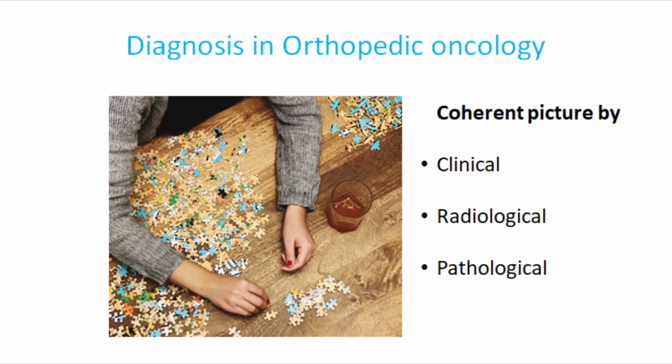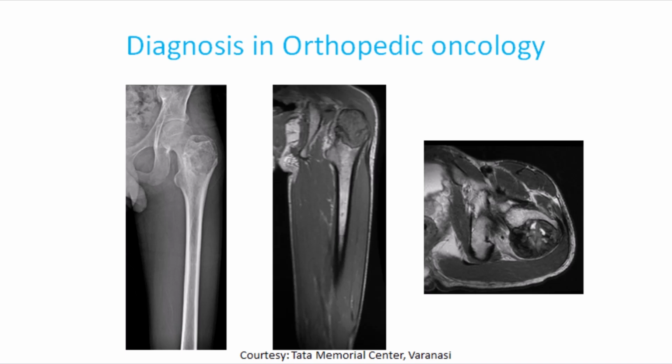Diagnosis in orthopedic oncology is a coherent picture produced by clinical, radiological and pathological information. If one part doesn't fit with another, diagnosis should be revisited. To understand, we will go through another case scenario. A 20-year-old male presented with left hip pain. Outside biopsy was reported as chondroblastic osteosarcoma.